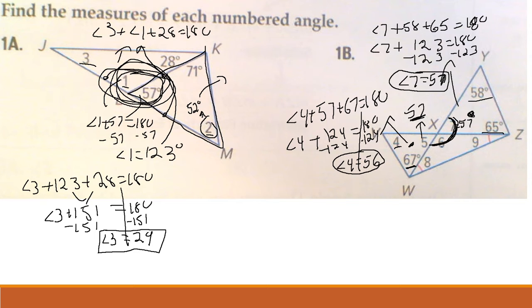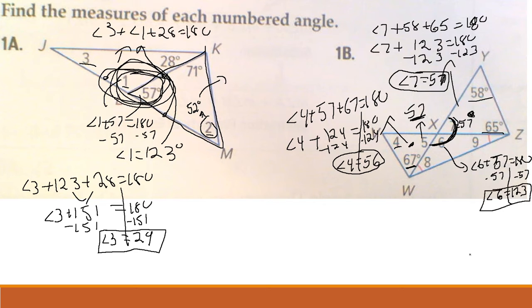So that means angle 6 plus 57 is equal to 180. So again, if they're a linear pair, that means they have to add to 180. If angle 7 is 57, that means angle 6 has to be whatever adds to 57 to get 180. So I subtract 57 from both sides, and I get angle 6 is equal to 123.